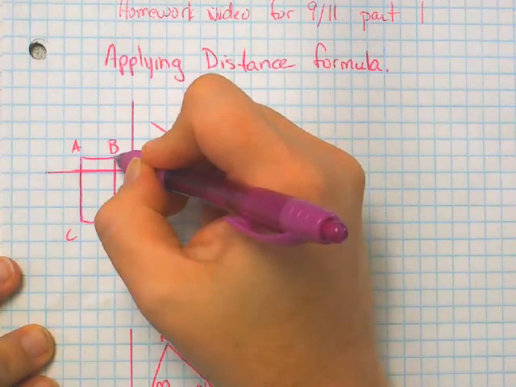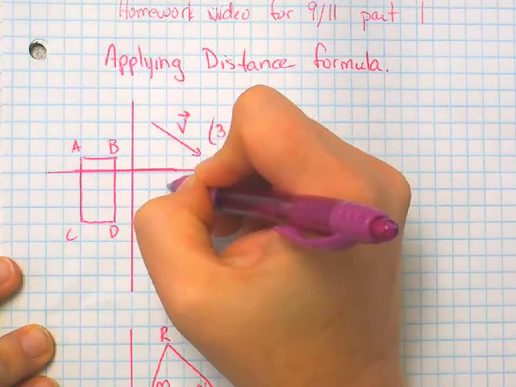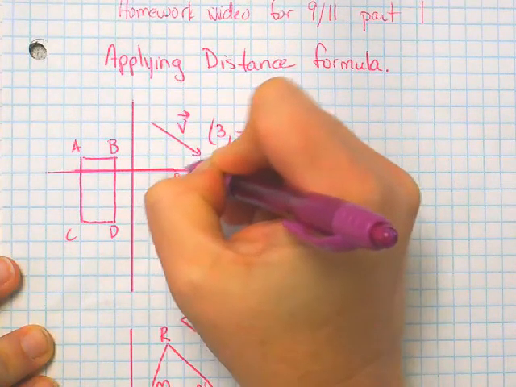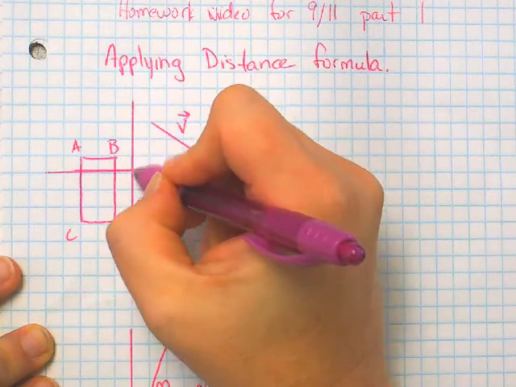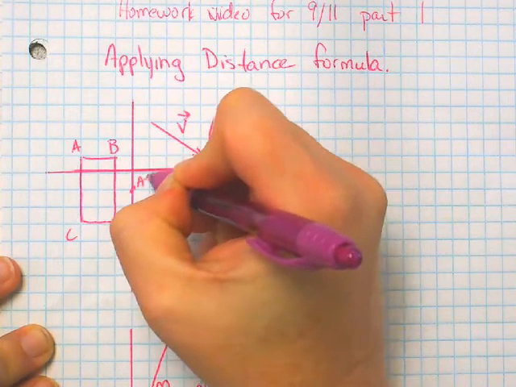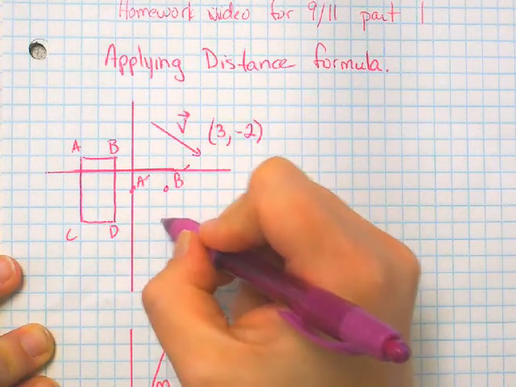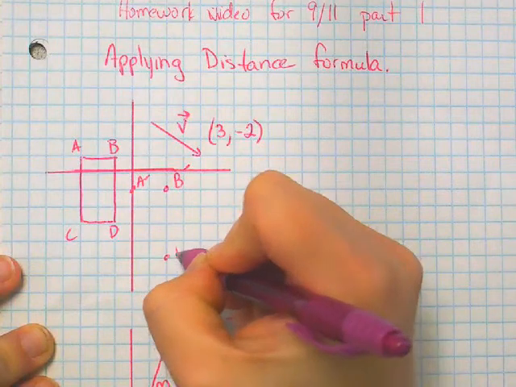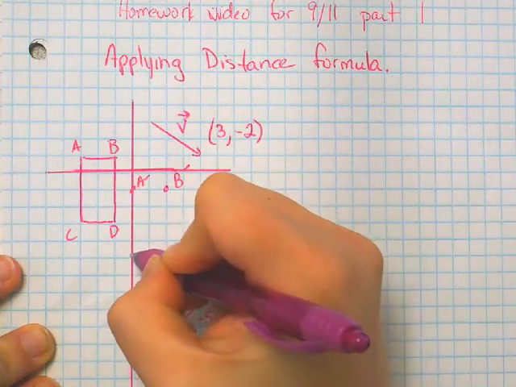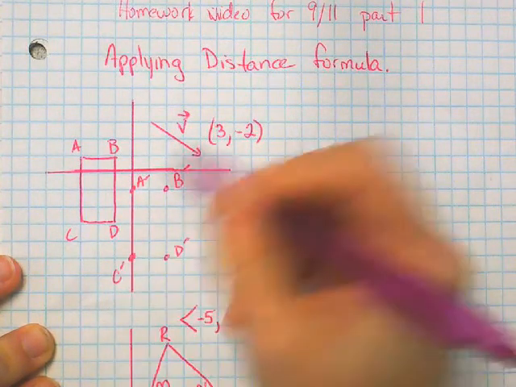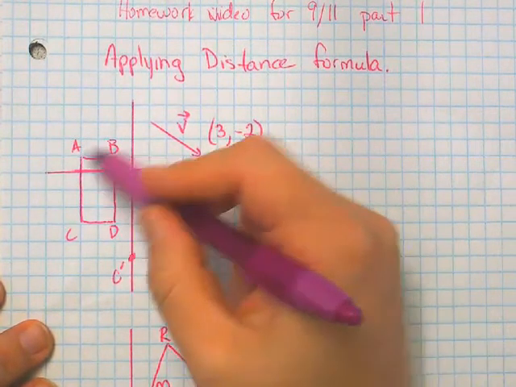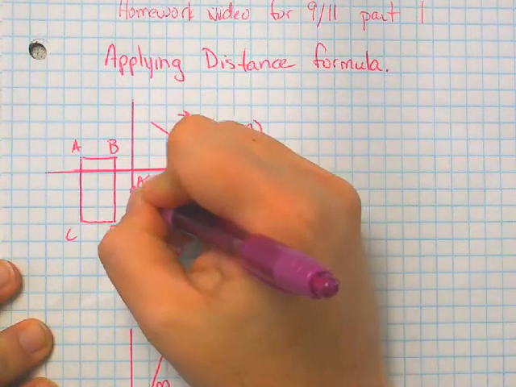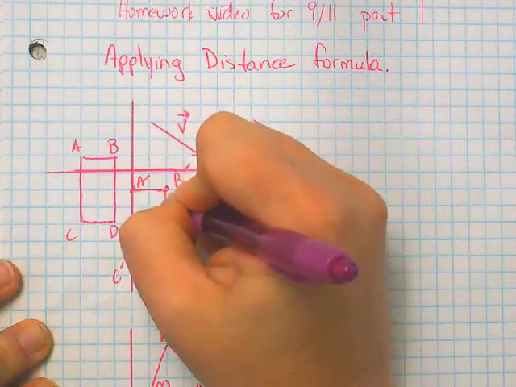So I'm going to take B, go over 3 and down 2, immediately label it B prime. 1, 2, 3, 1, 2, A prime. 1, 2, 3, 1, 2, D prime, and C prime. You'll notice for C, I didn't count it because I saw how my shape was folding in and I could just eyeball it. So here's my prime shape.